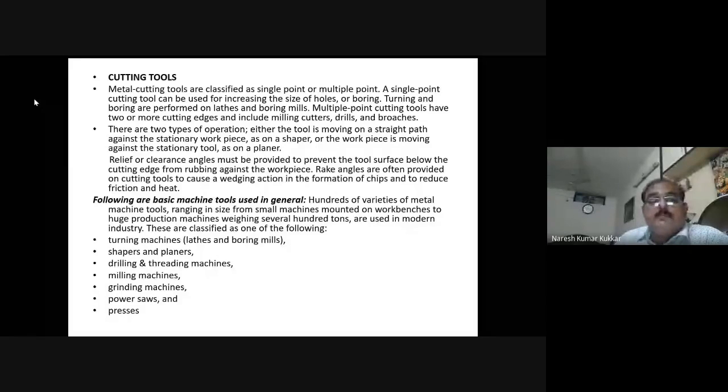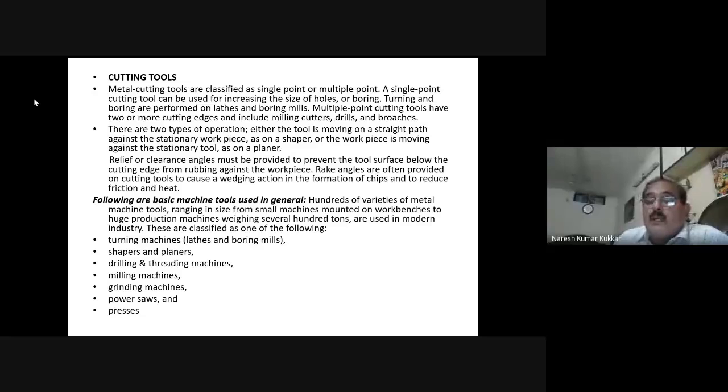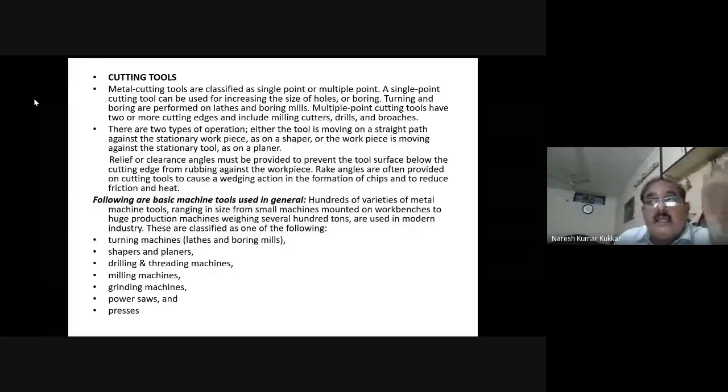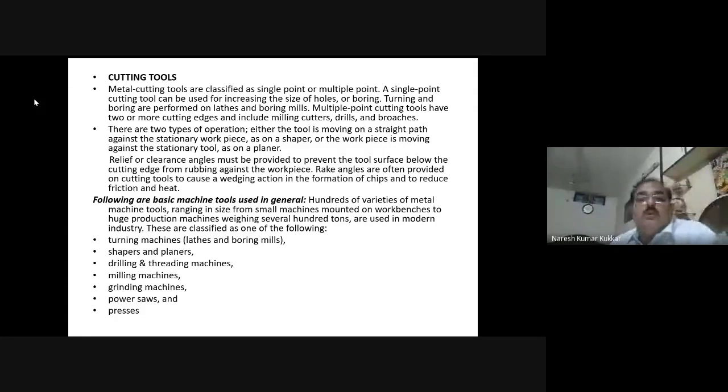Cutting tools. Metal cutting tools are classified as single point or multi-point. What comes under single point? Single point means the tool has only a single point. In a lathe machine, usually a single point tool is used. A multiple point tool is used, for example, in drilling, where there are multiple cutting edges. So sometimes a single point tool is used, sometimes a multi-point tool.